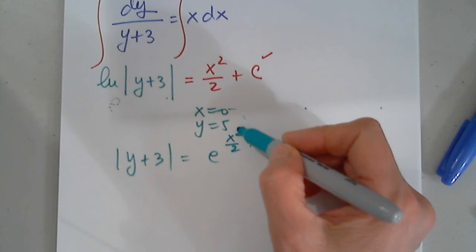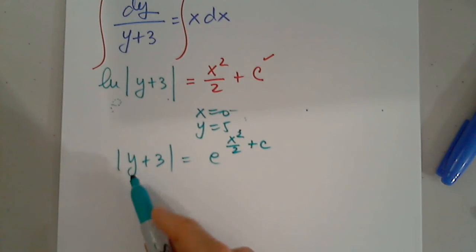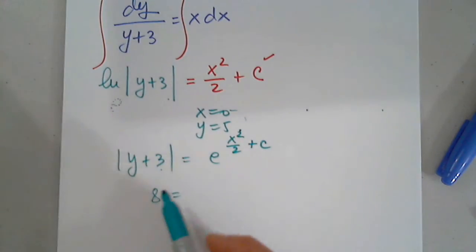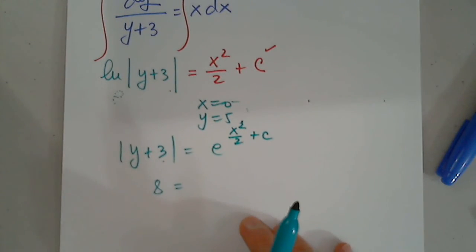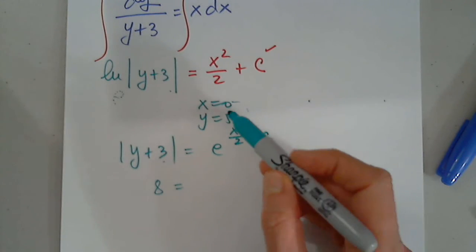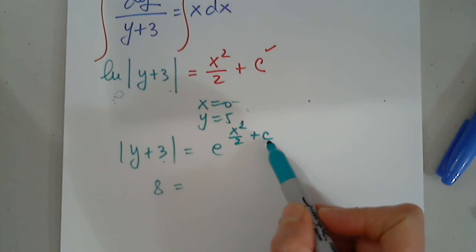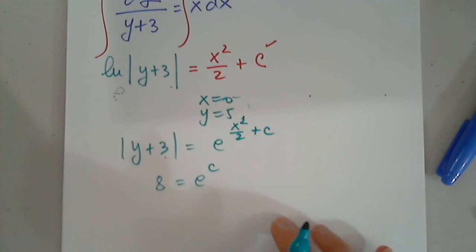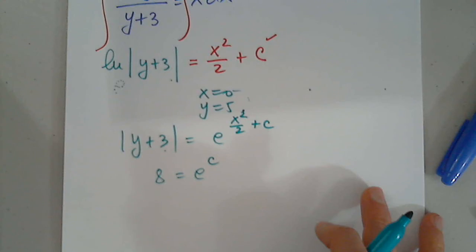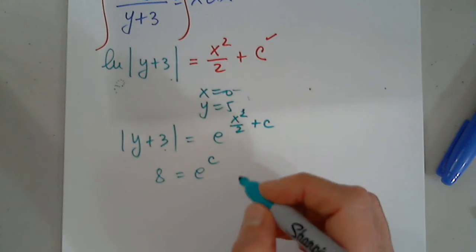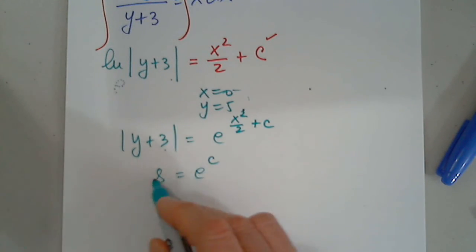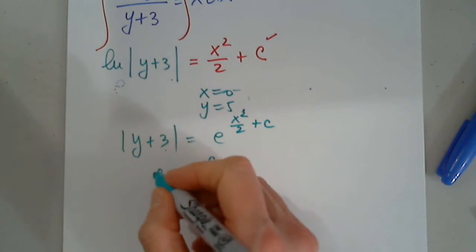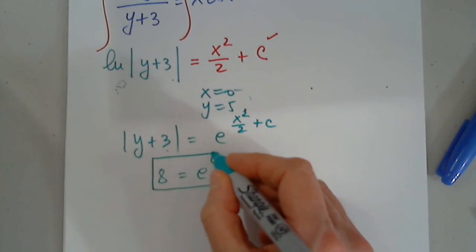When x is 0, y is 5. So 5 plus 3 in absolute value is 8. No need for absolute value. 5 plus 3 is 8. The absolute value is still 8. When I plug in 0 here, I have e to c. Right? So e to c. You can say, how do you solve this? Well, I can solve it applying natural log to both sides. But it's really not needed. You will see in a moment what happens.